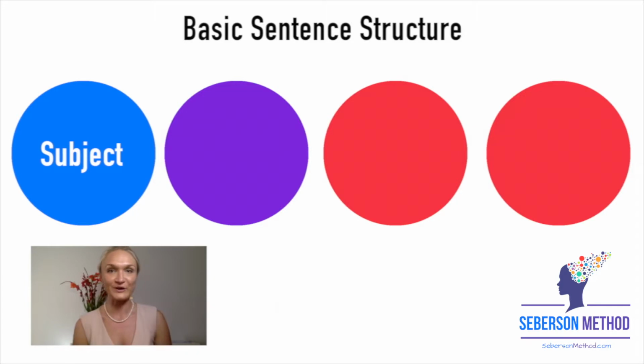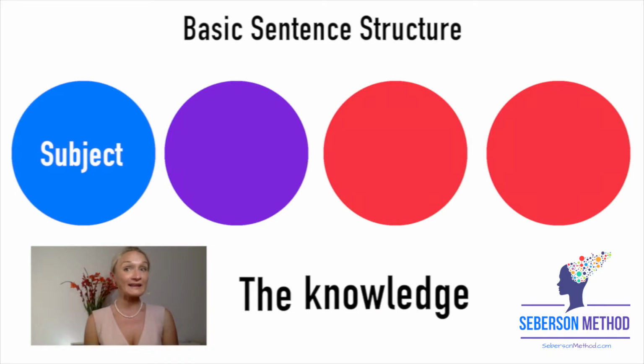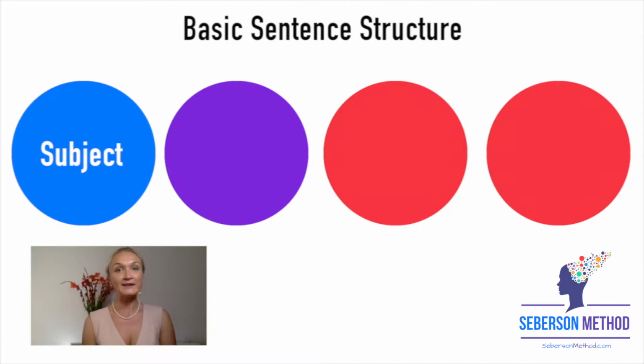go looking for it. A subject could be a person, animal, or a thing. For example, the word "knowledge" can easily be the subject of a sentence. "Knowledge is an important component of your education," or "Knowledge comes from reading books." I'm sure you get the picture. Knowledge is the subject.